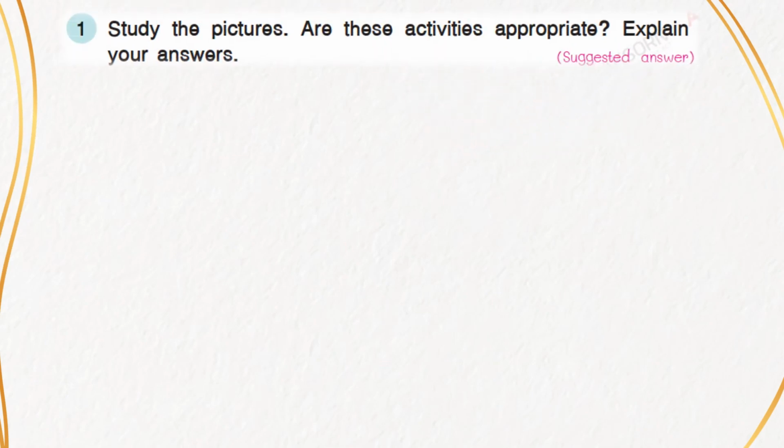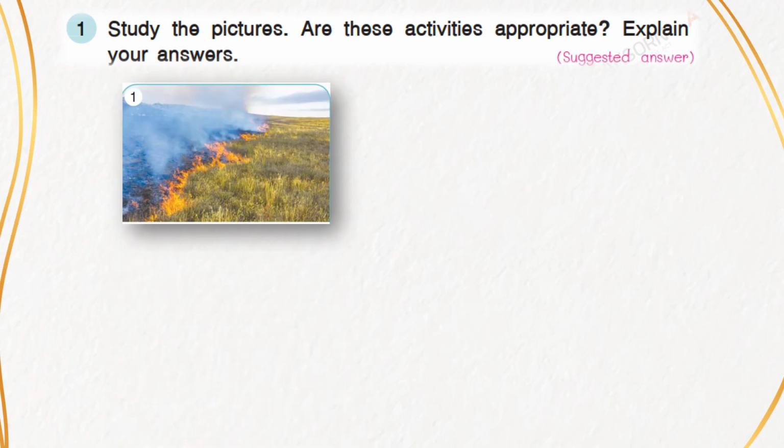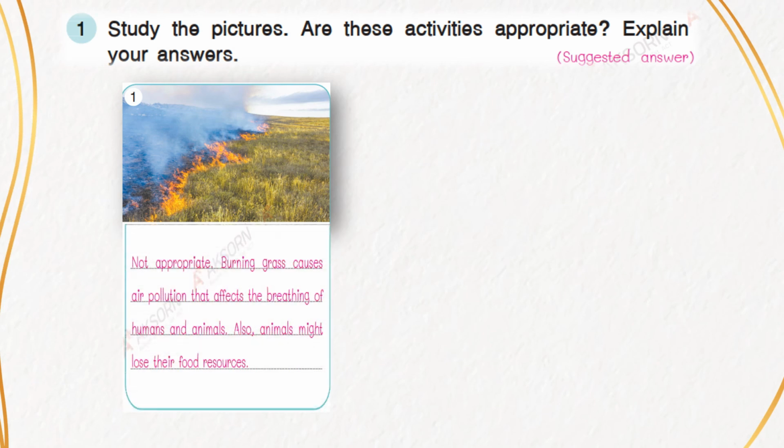Okay, next homework is on page 36. Study the pictures. Are these activities appropriate? Explain your answer. Okay, number 1. What is this? What happened? Grass. Okay. Not appropriate. Burning grass causes air pollution that affects the breathing of humans and animals. Also, animals might lose their food sources.